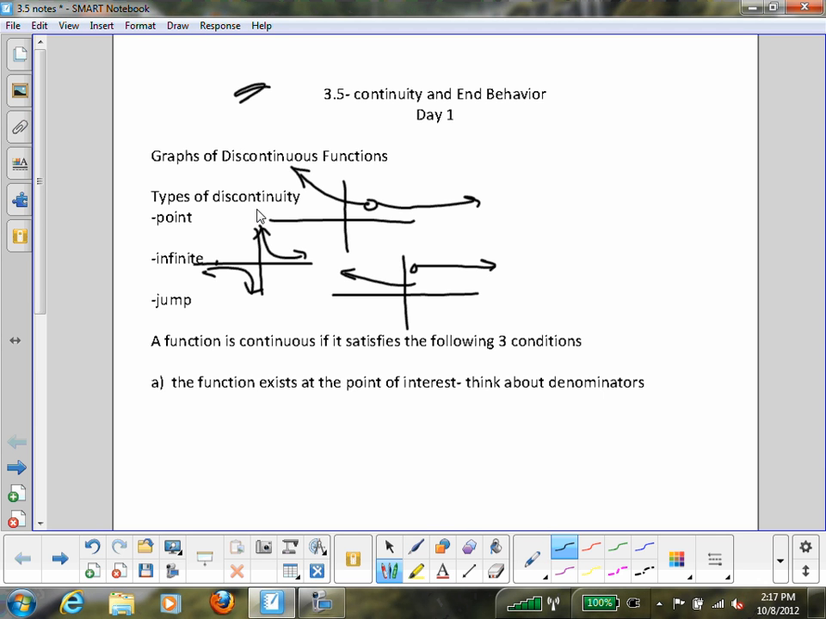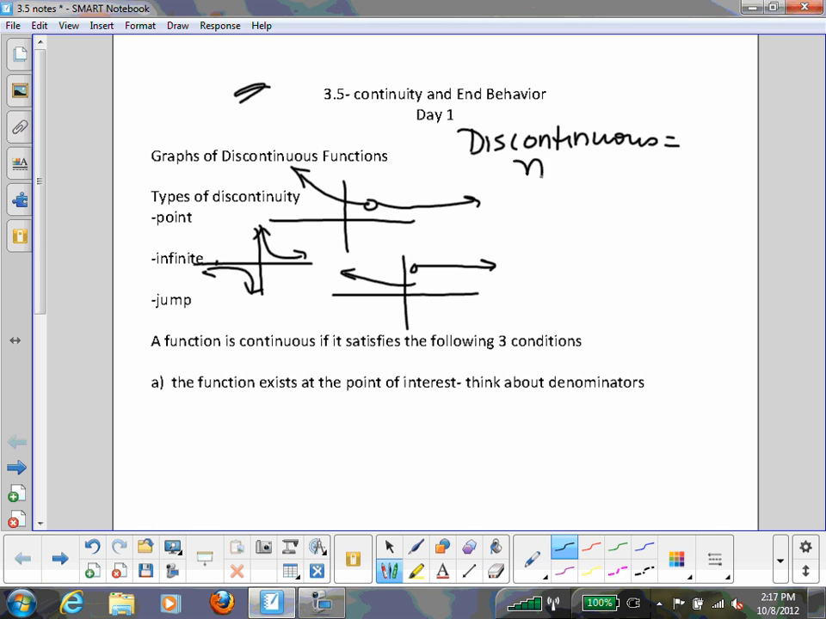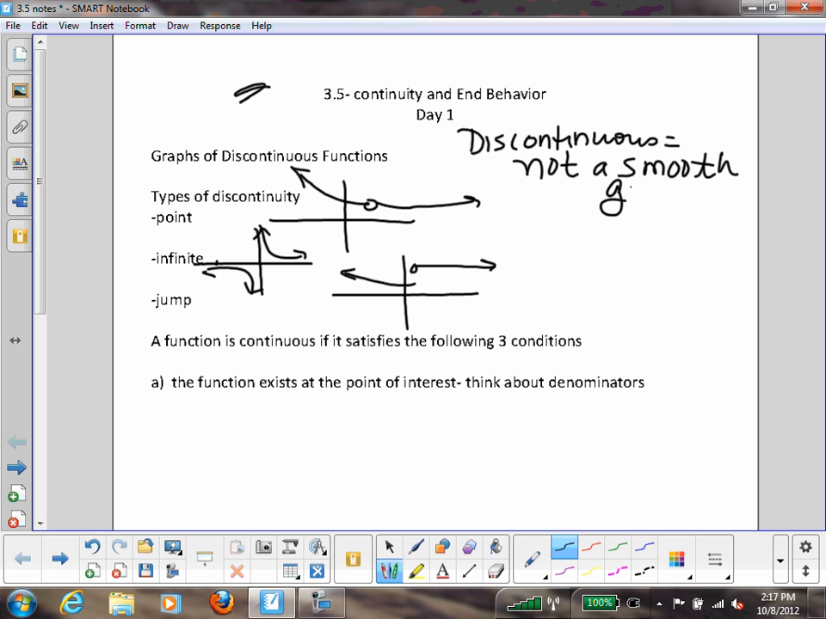So discontinuous means it's not a smooth graph.